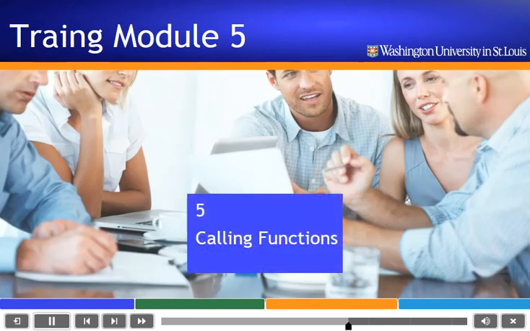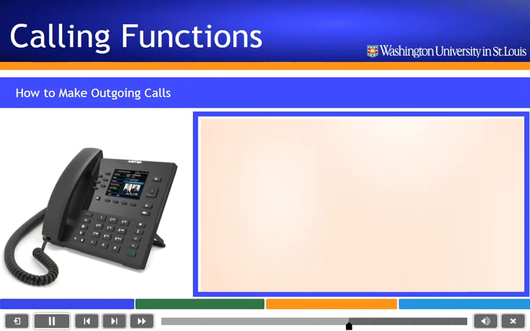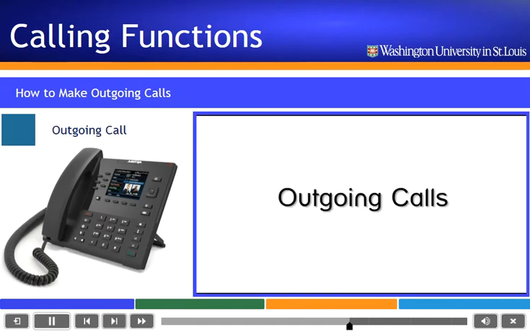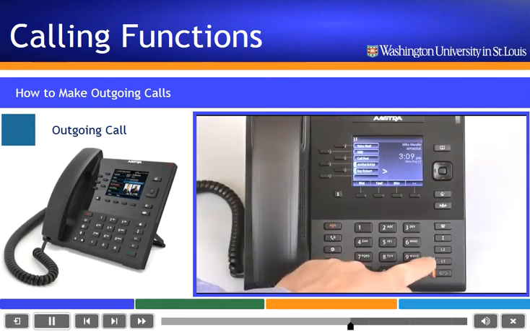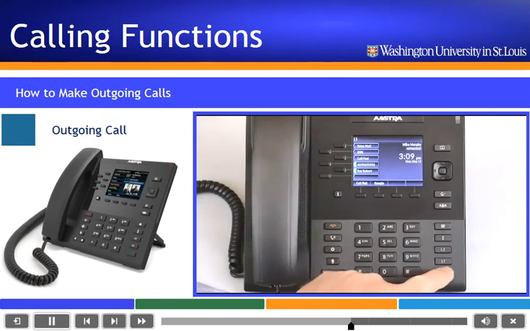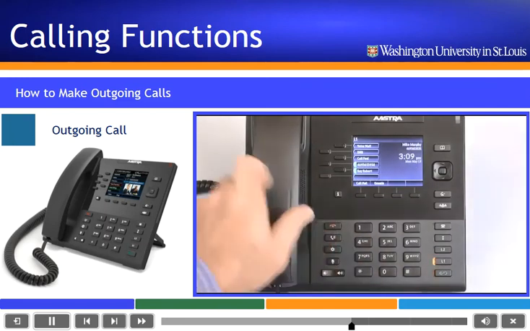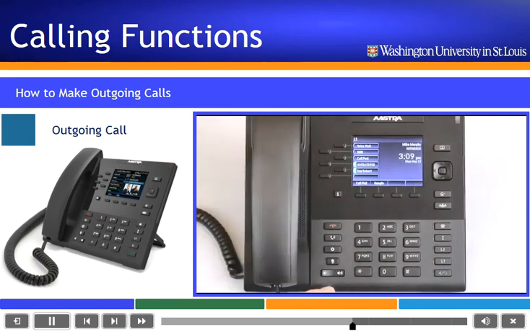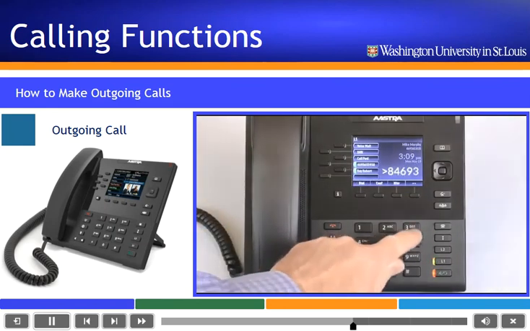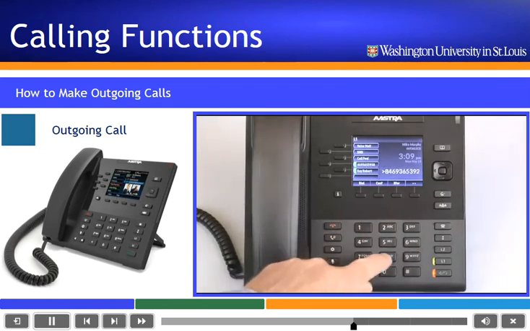Calling functions. To make a call, you can press the line button, or the hands-free button, or pick up the handset to get dial tone, and then dial the number. Or, with Live Dial Pad turned on, you can simply dial the number and automatically use the hands-free function.